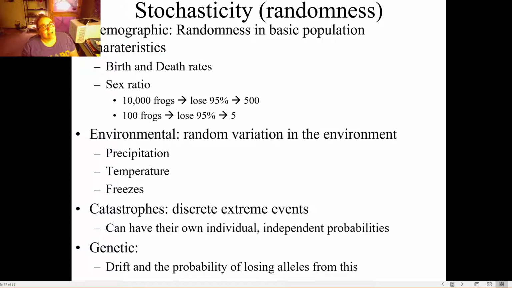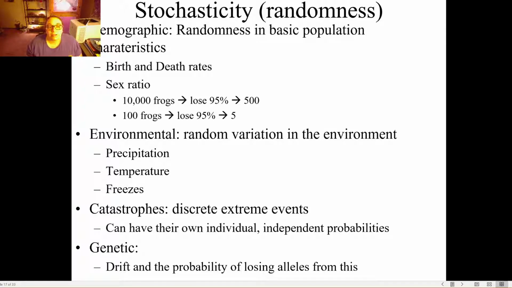And then you have environmental stochasticity, which is random variations in the environment. It's going to take into account things like precipitation, temperature, freezes. It's going to add all of these natural random variations that you can have that can cause fluctuations in populations.